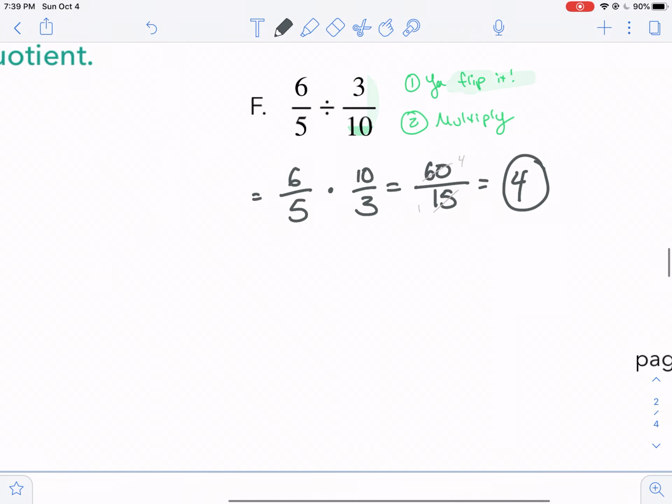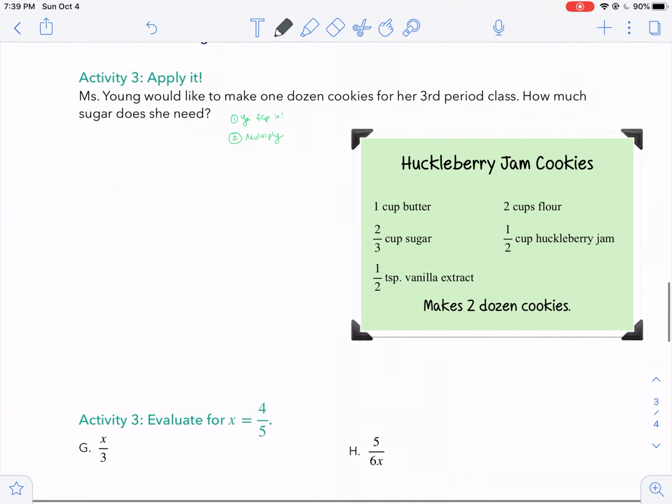I know that's great, but when are we going to need this in real life, they say? Well, let's say that you're making cookies. In fact, Miss Young is making cookies for her 3rd period class. How much sugar does she need? Except, guys, she has a very small 3rd period class, so she only needs 1 dozen cookies.